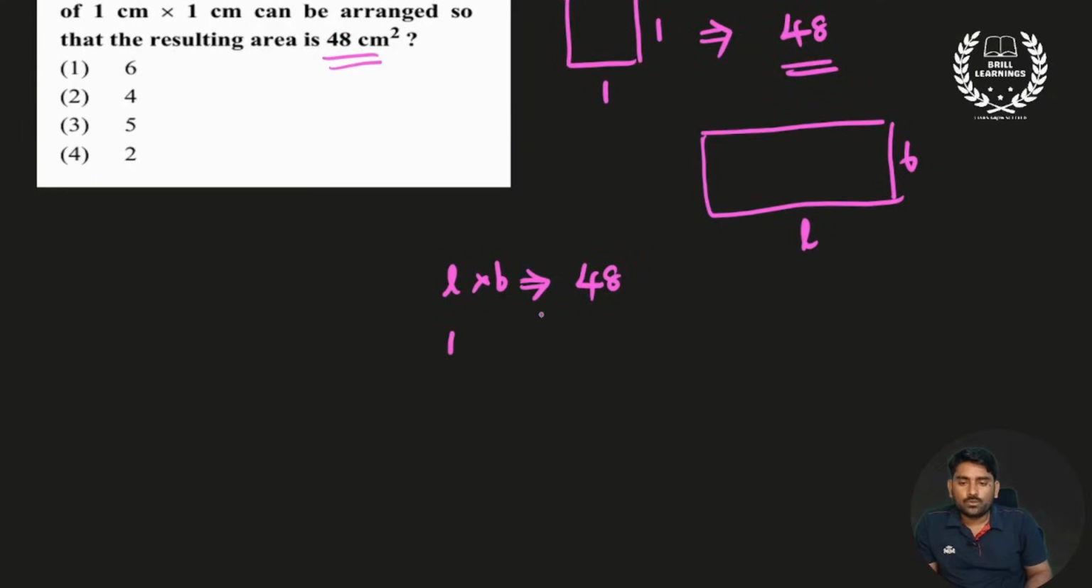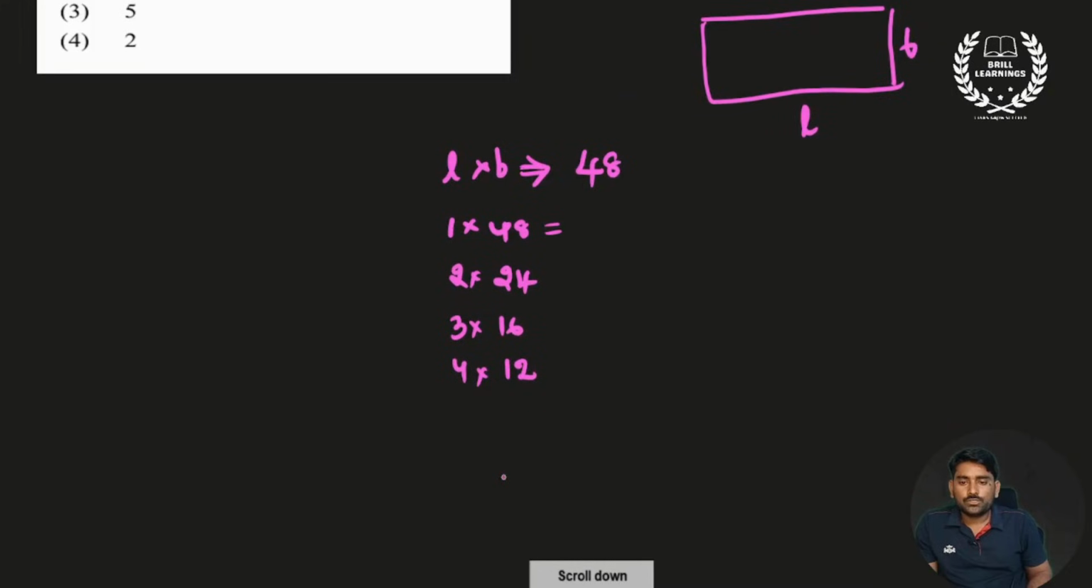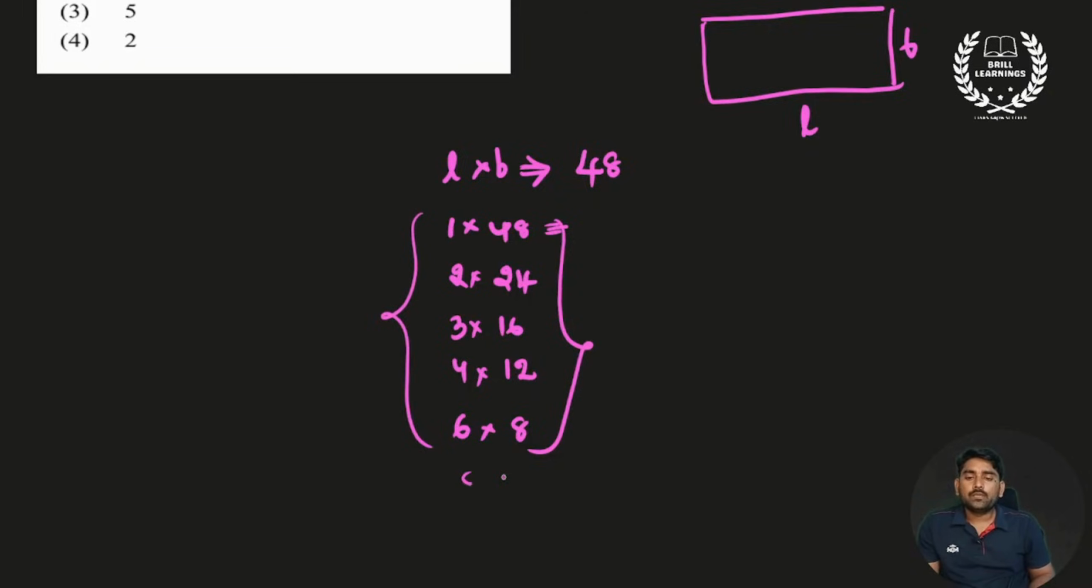Take the page. We can arrange 1 into 48, 2 into 24, 3 into 16, 4 into 12. With 5 we cannot arrange. 6 into 8 we can arrange. After this we will get repeated values. Can we take 8 into 6 or 12 into 4? We cannot take these values. We need to take only distinct, unique values.